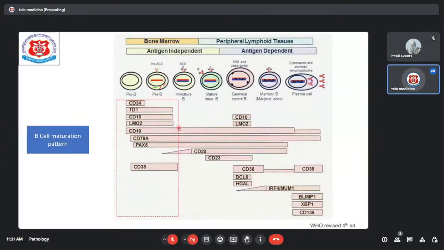It gets expressed throughout all the stages. Then you have another pan B cell marker, but look at CD20. CD20 is almost absent in the very immature stages, starts getting expressed in the pre B cell, and then it gets expressed in the memory B cells. Then we have other B cell markers also, like BCL6, CD38 in the plasma cells, and many other markers. But CD19 is a pan B cell marker, and so we'll use CD19.